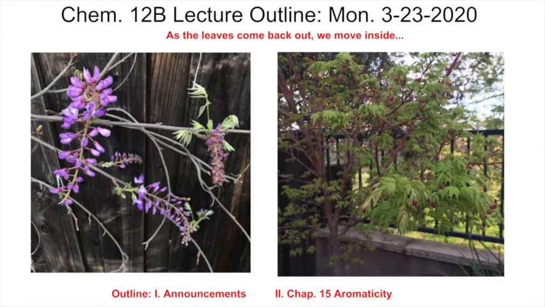Here we are. As the leaves come back out, we move inside. This is a wisteria in my backyard, nice Japanese maple.